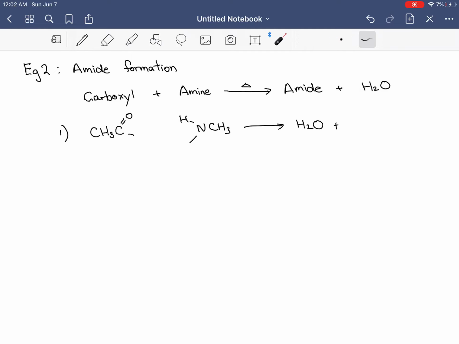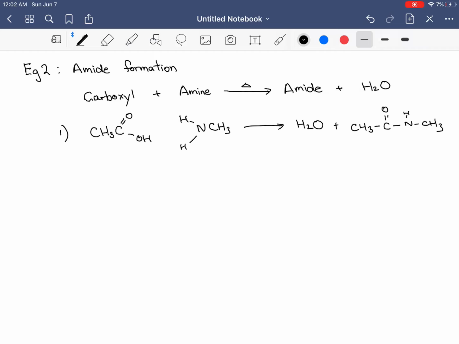How is this amide going to form? Well, this carbon is missing a bond. This nitrogen is missing a bond. They say, hey, let's get together. Let's draw this back. So what you have here is CH3, C double bond O, N, CH3.